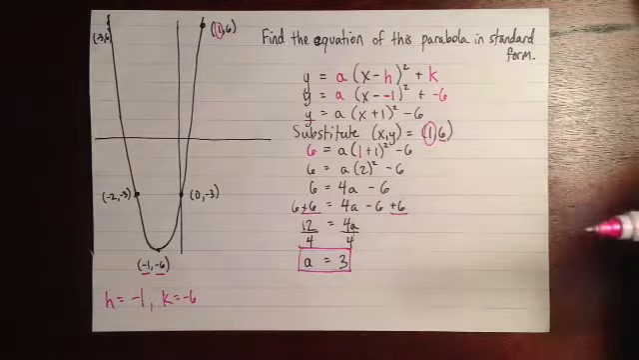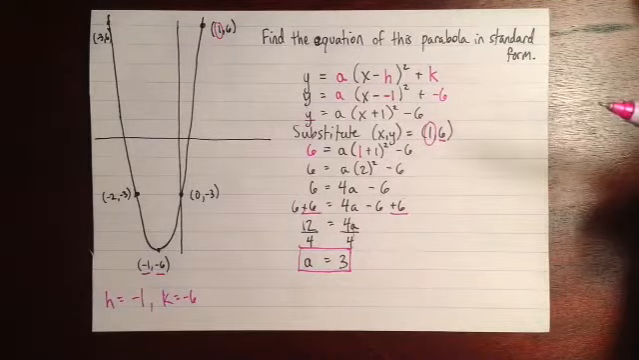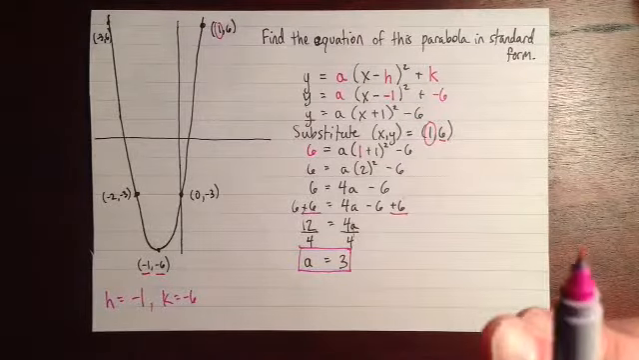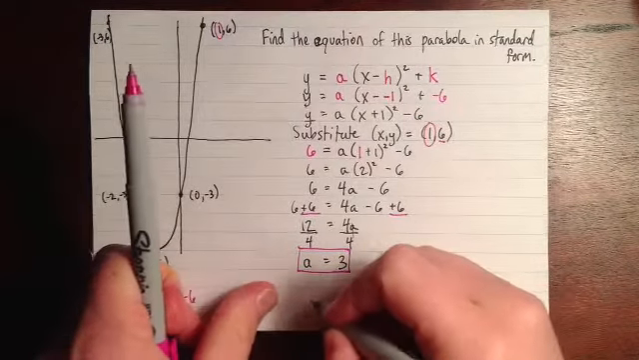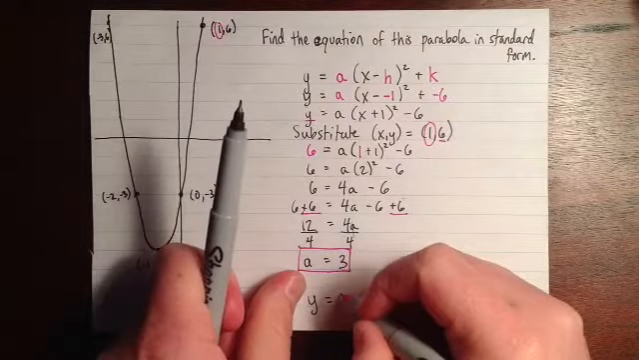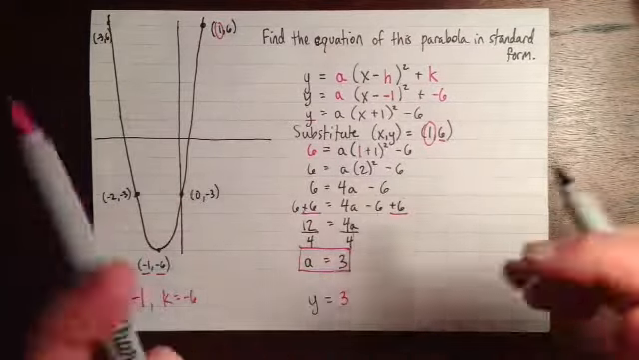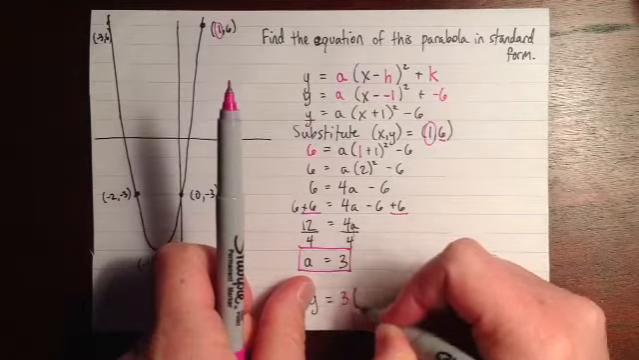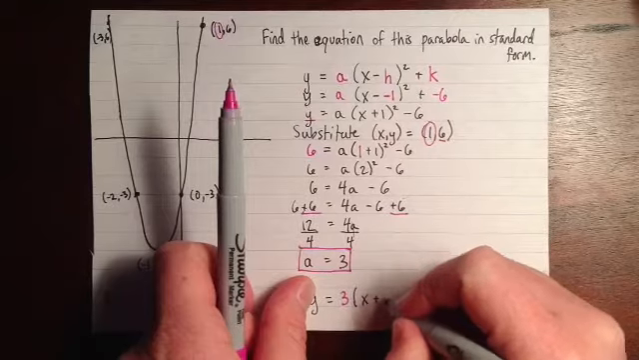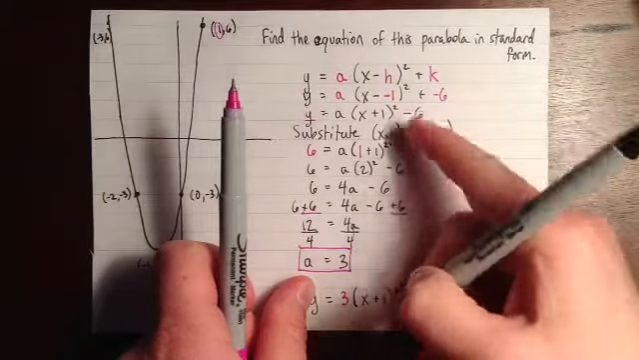The last thing after you find a is to substitute it back into the equation, because that's what the question asked, to find the equation. So we have y equals 3 times, and then x plus 1 squared minus 6.